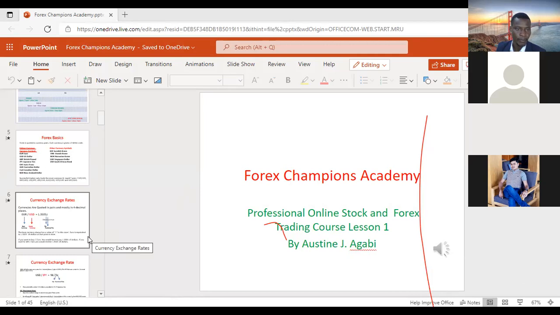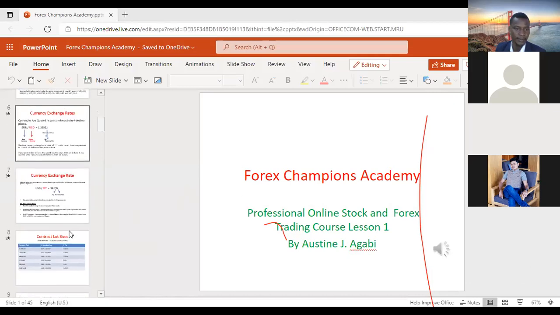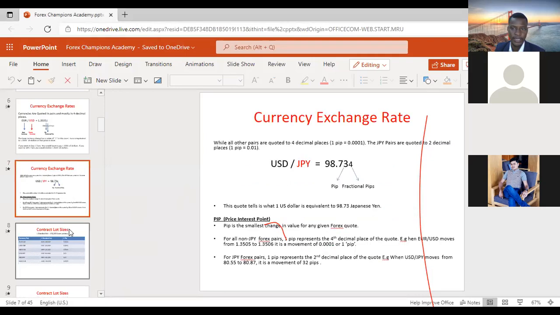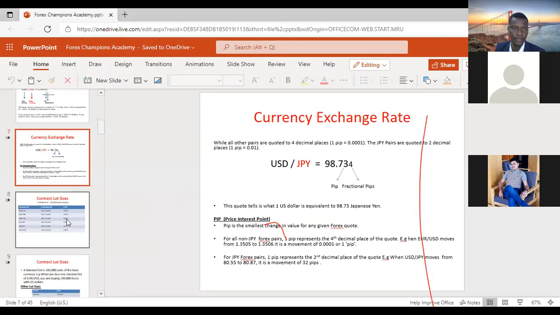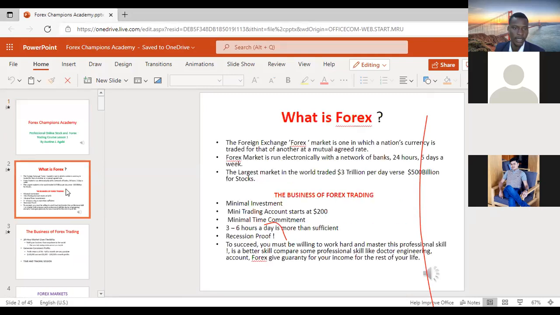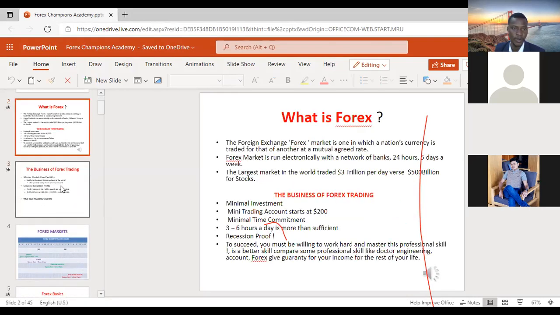Okay, so we'll be looking at currency, currency rates, and currency exchange rates. Let me give us a preview of what we're going to be discussing. We're going to be discussing what Forex is, what Forex is all about.